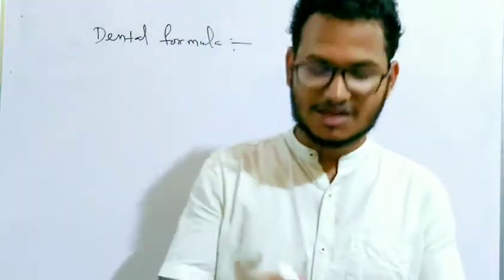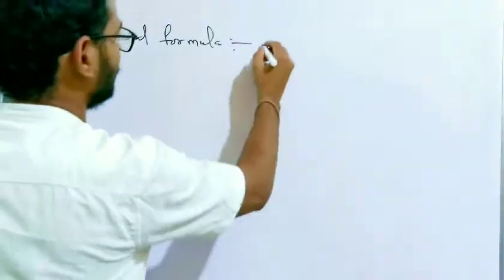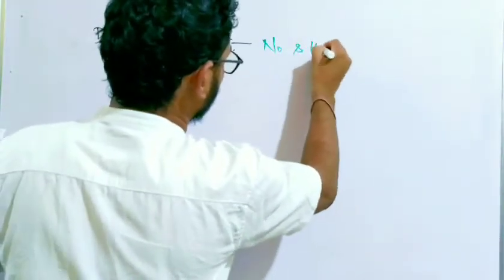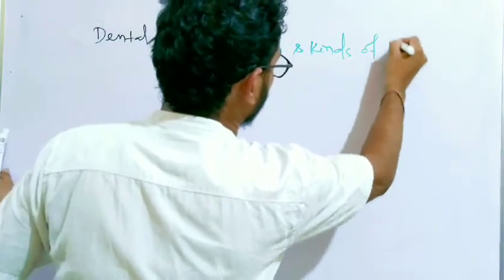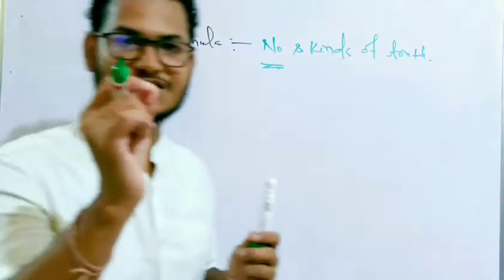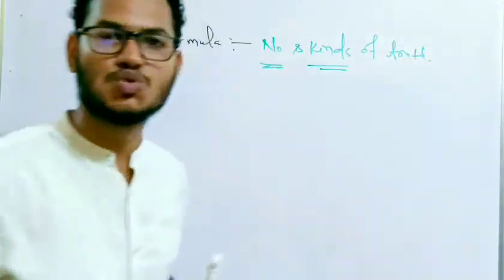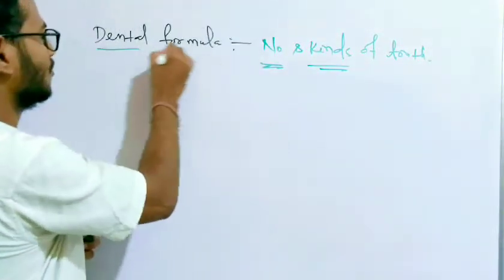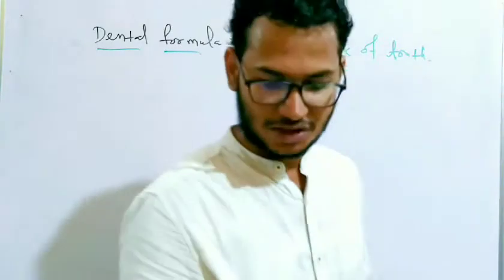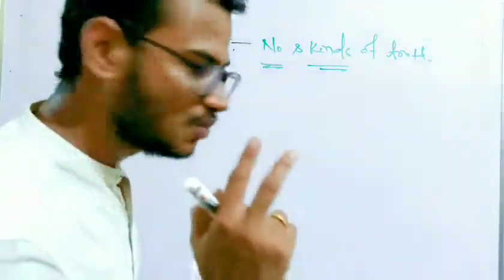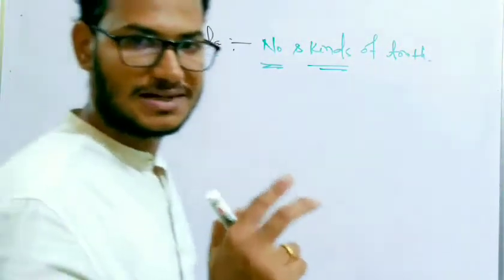So the dental formula is a short equation which represents the number and kinds of tooth. So what is the number of teeth in a particular species and how many kinds of teeth are present in that particular species is represented with the help of the dental formula. Clear?